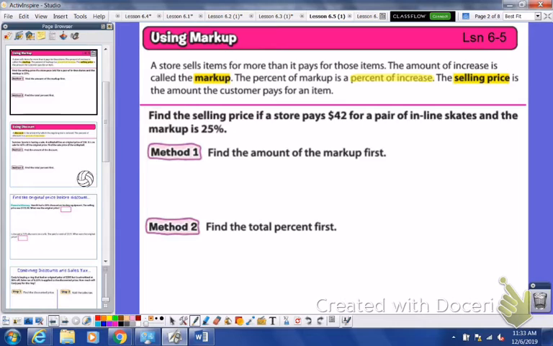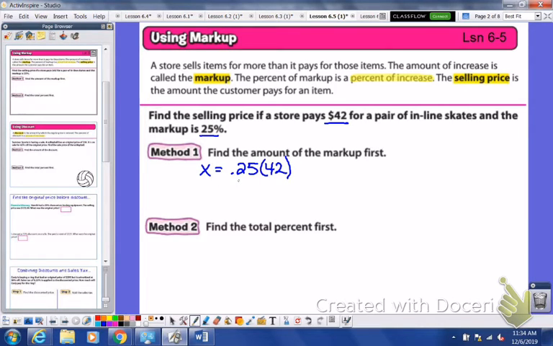So this was just like when we were finding taxes. A tax is a type of markup. So the markup is 25%. Store paid $42. So we're basically asking what is 25% of $42. I'm going to use the equation. You could use your proportion. So we have our part is 25%, remember as a decimal, of our whole.